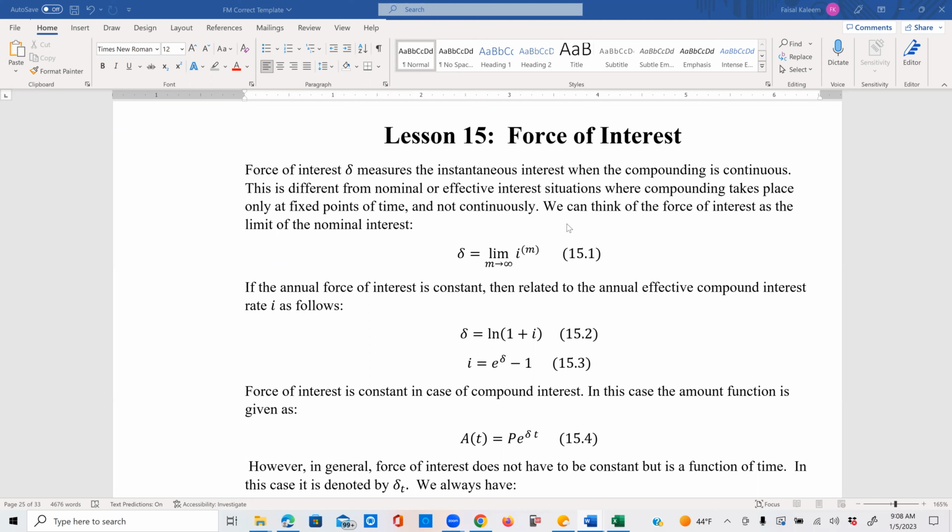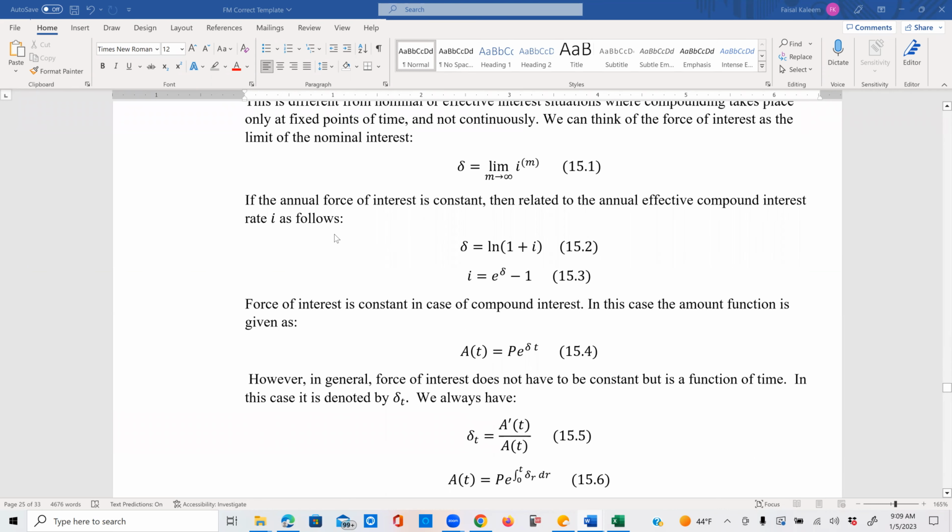So because of this, we can think of force of interest as the limit of the nominal interest. If delta is the force of interest, then it's equal to the limit as m tends to infinity of i superscript m. Now, if the annual force of interest is constant, then it is related to the annual effective compound interest rate i as follows. Delta is equal to ln(1 plus i), and from this, we can get i is equal to e to the power delta minus 1.